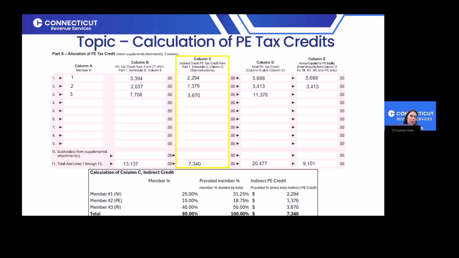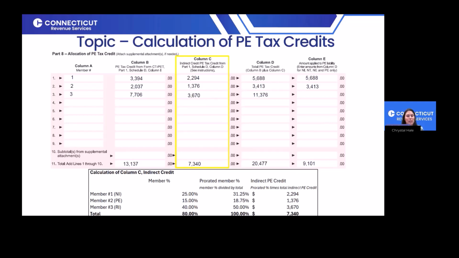So below you see that I've added my 25% member, my 15% member, and my 40% member to come up with the total percentage of 80%. I then take each member's percentage and divide it by that total. So member number 1, when I take their 25% member percentage and divide by 80%, I come up with a prorated percentage of 31.25%. I do the same thing for all of these members. And as you can see, now the total equals 100%. I can now allocate that indirect PE credit to those members to result in the full indirect credit being allocated.